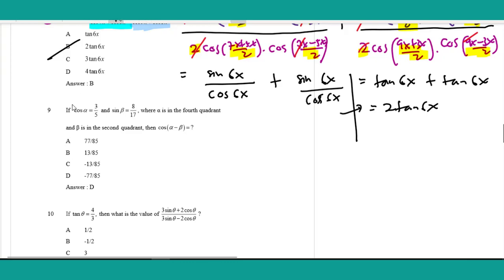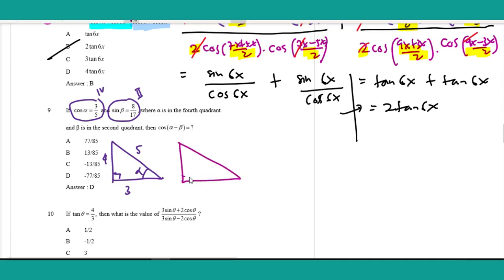Number 9. Okay, this one: cos alpha, cos beta. Alpha is in the fourth quadrant and beta is in the second quadrant. So find this one using the compound angle formula. Let's sketch. This is the diagram triangle for alpha: 3, 5, and here 4. Then sketch the triangle for beta. Beta sine is 8 over 17, and suppose here is equal to 15.